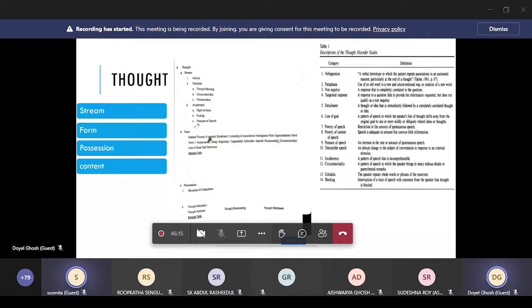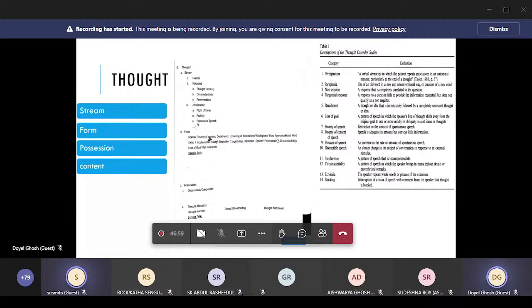Let us start with the thought stream. What is it? The amount of water in the river. Is it normal? Is it overflowing? Is it less? In that way we will assess the thought stream. Is it normal? Is it retarded? Is it accelerated? If it is more, then it is accelerated. There comes flight of ideas, prolixity, pressure of speech. These are symptoms if the thought stream is accelerated.